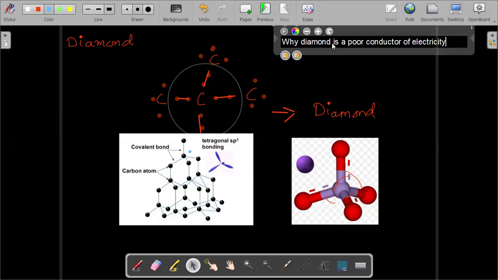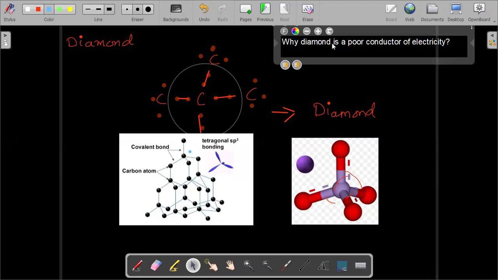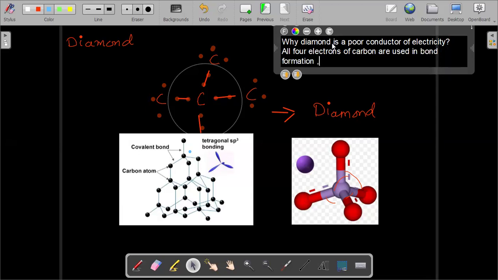Okay, so why is diamond a poor conductor of electricity? The reason here is that all 4 electrons of carbon are used in bond formation. Hence, no free electrons are available.